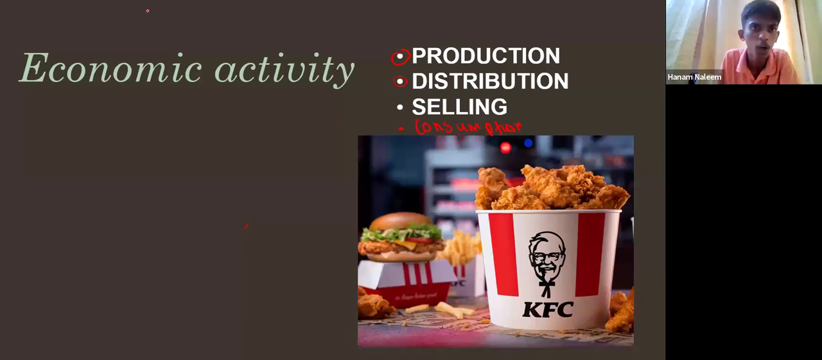What may be the input here? KFC producing chickens. What would be the input to produce chickens? What do they need? The fried chicken sector. What are the inputs they need? What do you all think? A simple question.